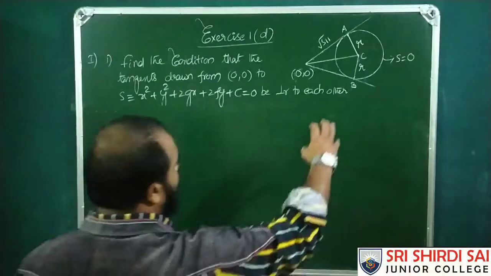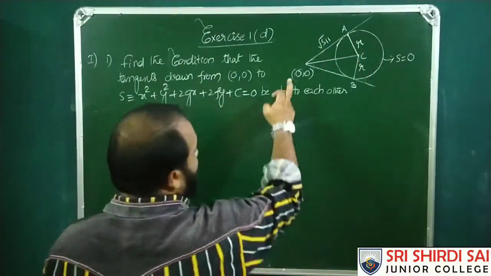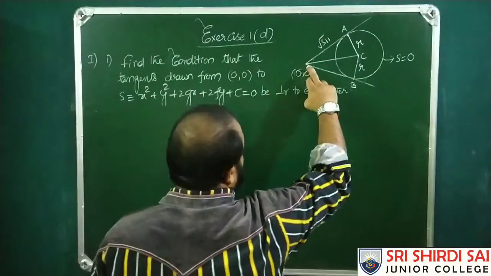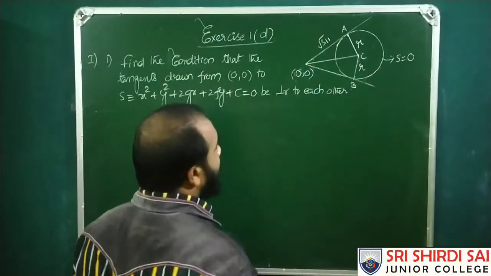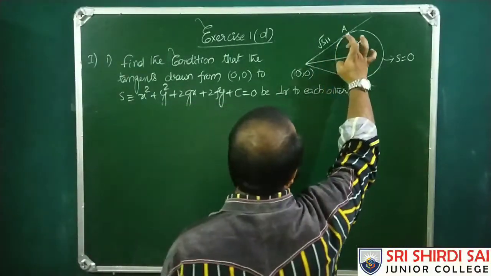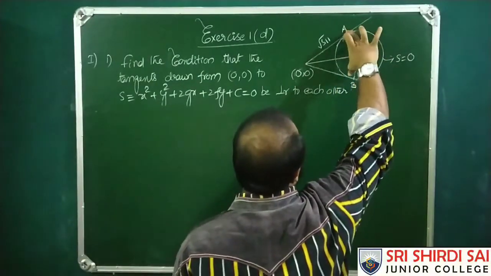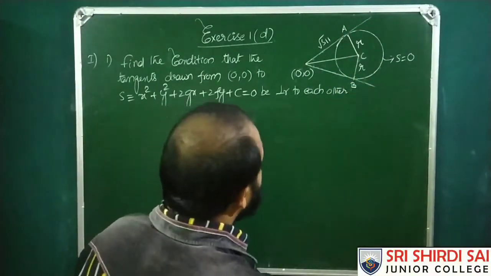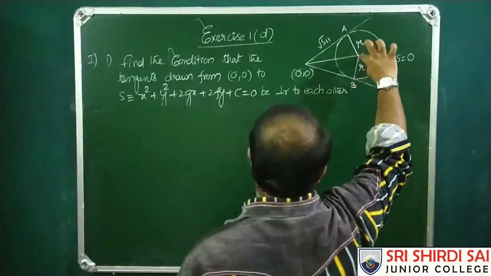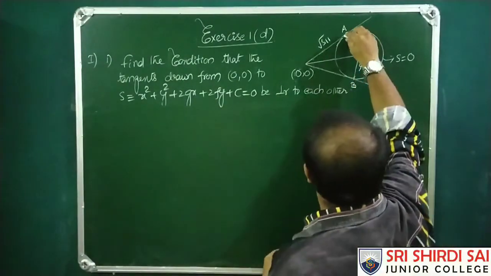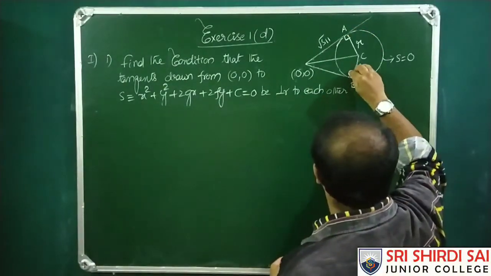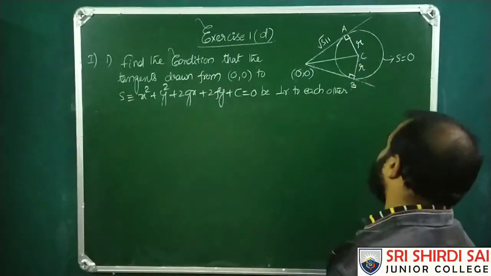For example, this is a circle. From an external point P, two tangents are drawn. Let us suppose that the tangents touch the circle at A and B. This is a radius. This is perpendicular and this is also perpendicular, as we all know.